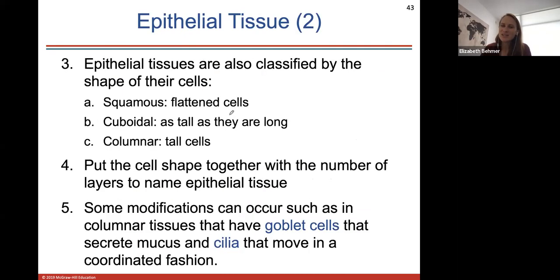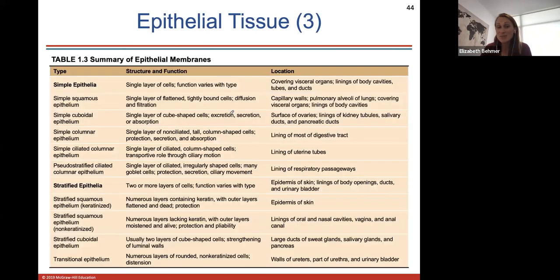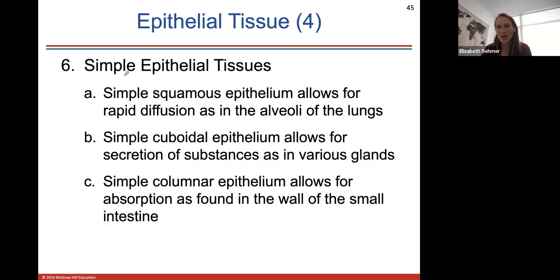And then epithelial tissue, how epithelial tissue is named. So here are all the types of epithelial tissue, their structure and function, and where they're located. So you should review this slide as well.